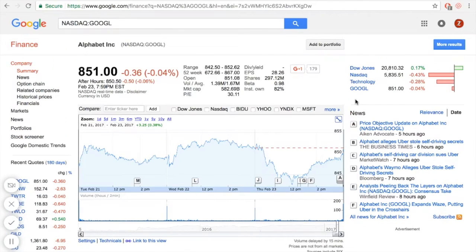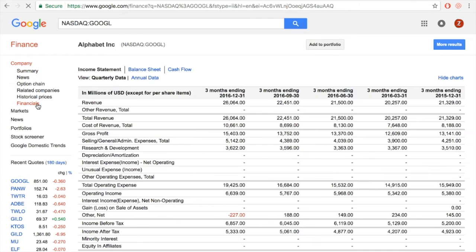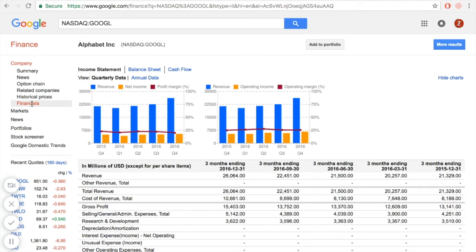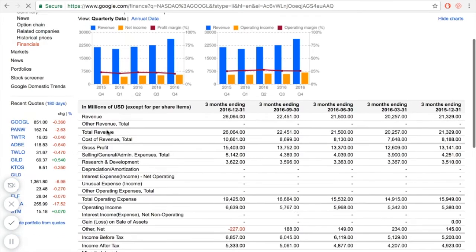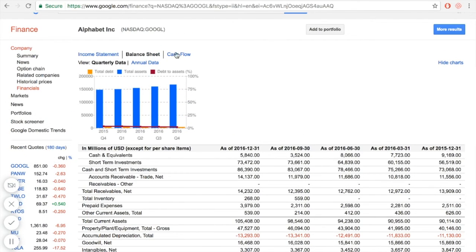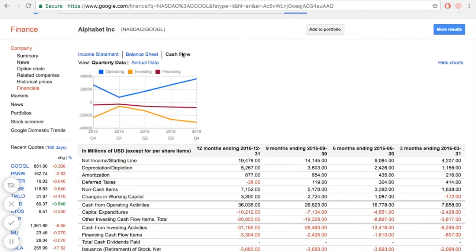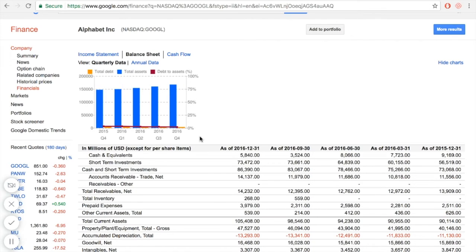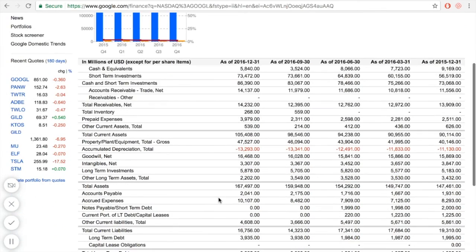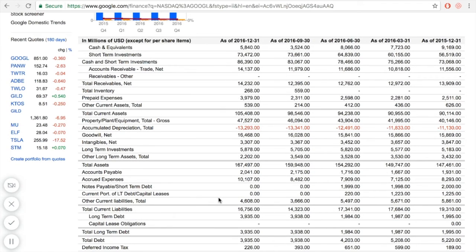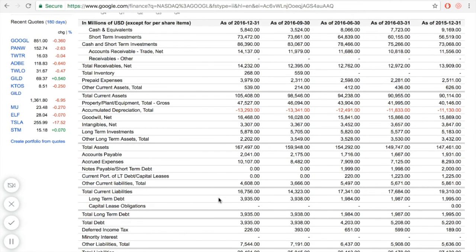And next thing I want to show you is where to find a company's financials. And finding a company's financials is key to making smart decisions in the stock market. So it's going to be over here on the left-hand side. Just click financials. You can view a company's income statement, their balance sheet, their cash flow that they're bringing in. So let's go to their balance sheet and take a look at their assets versus their liabilities. So in general, you want to buy into a company that has much greater assets than they do liabilities.